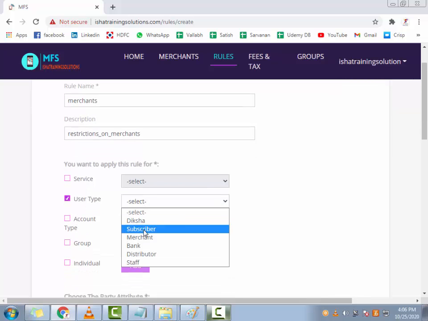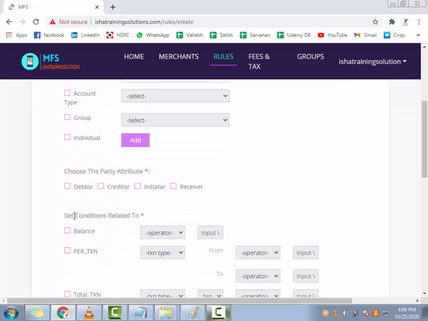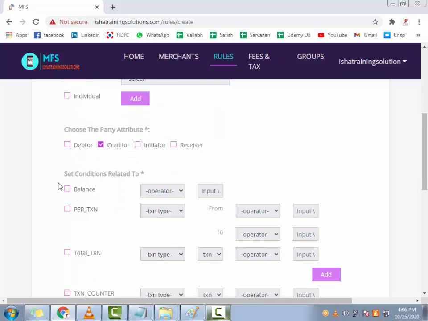User type is merchant. Now, as a creditor he can get any amount of money. Let's assume, as a debitor he can pay any amount of money. But as a creditor, let's say we want to impose some restrictions.